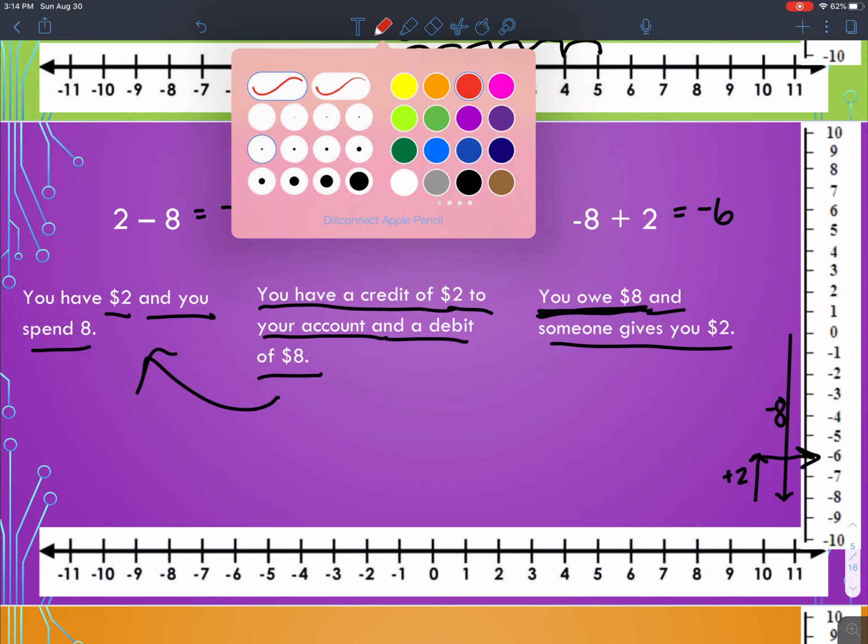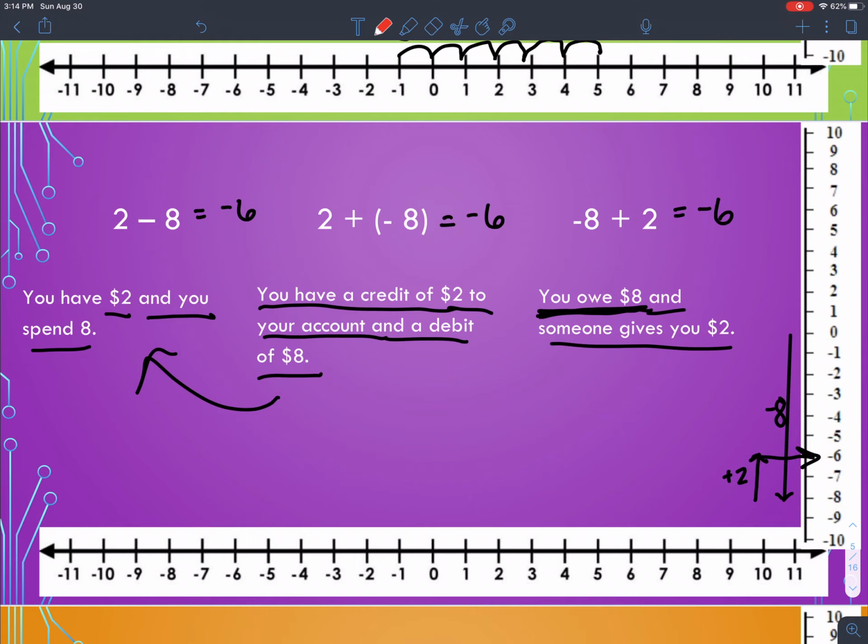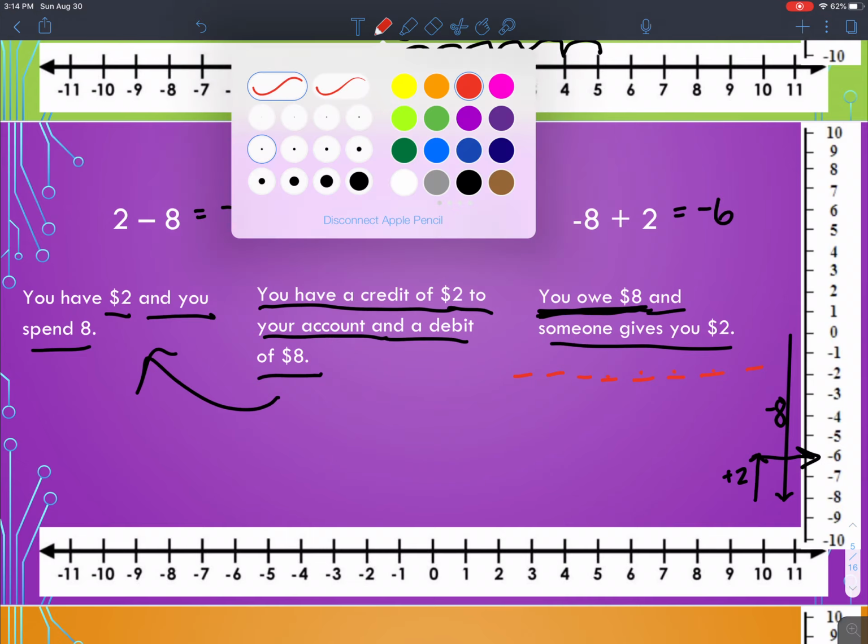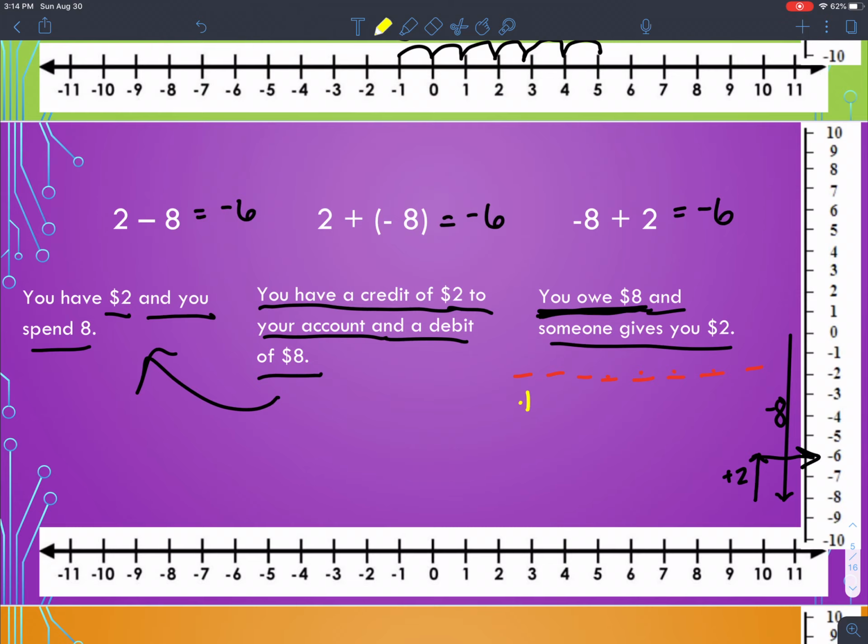If you are working with algebra counters, which is one of my favorite ways to do this, and it's a little hard to see on the purple, you may have written out 1, 2, 3, 4, 5, 6, 7, 8 negatives and 2 positives, and that will get you an answer of 6 negatives or negative 6.